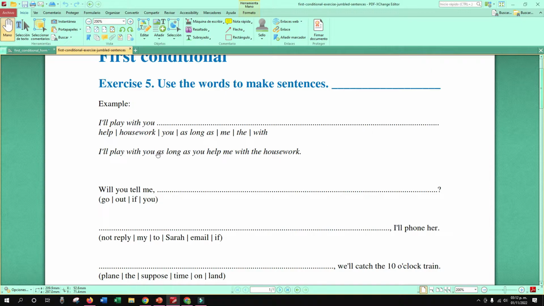So, ¿qué vamos a hacer? Vamos a utilizar las palabras que tenemos acá, ¿verdad? En desorden para formar la otra oración. Puede que sea el resultado, la main clause, o pueda que sea la condicionante, en este caso la if clause, la que usted necesita formar. ¿Ok?